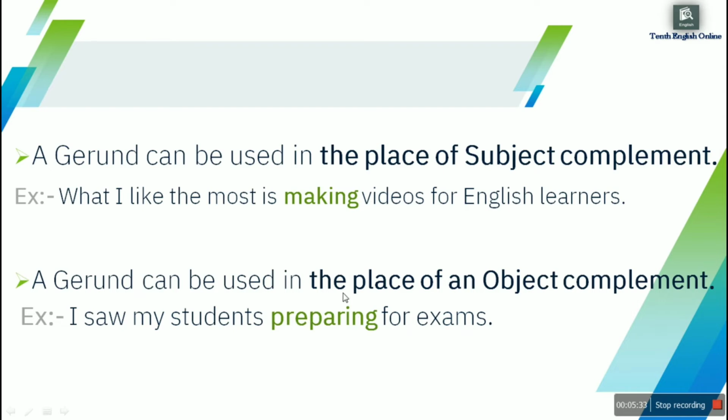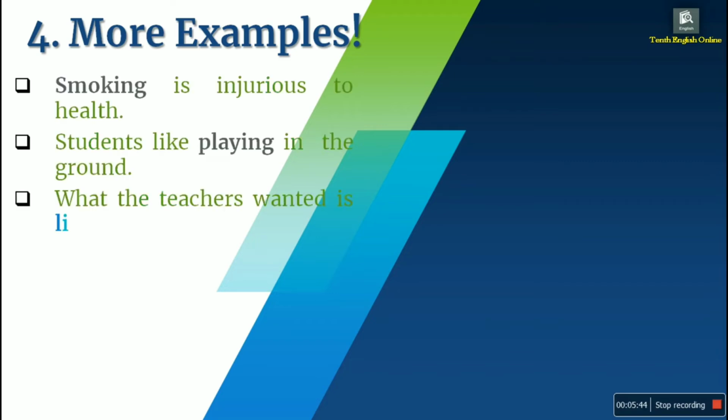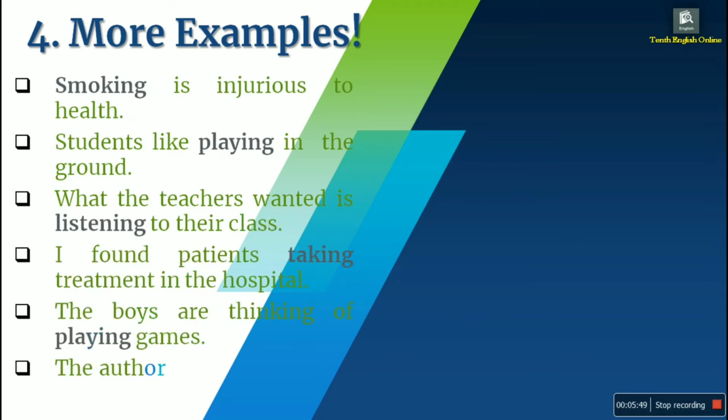Okay. Next, we'll see some more examples for gerunds. Once all of you go through this, smoking is injurious to health. Smoking is a gerund here. Students like playing in the ground, and playing is used in the place of object. What the teachers wanted is listening to their class. Here it is used as subject complement. I found patients taking treatment in the hospital. Taking is the object. It is a complement of the object.